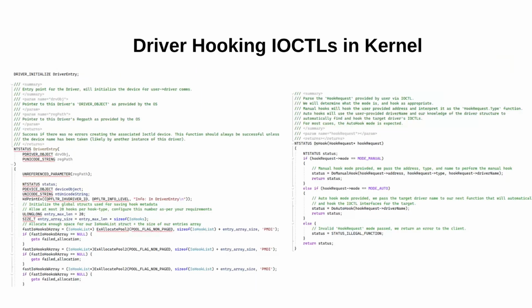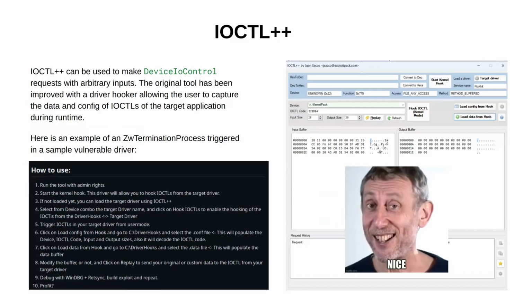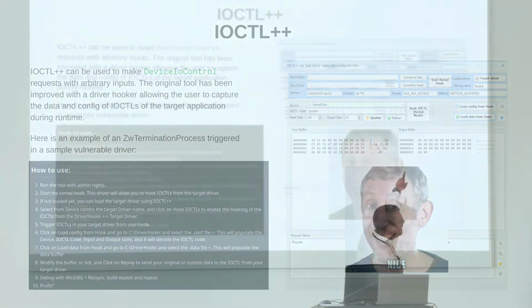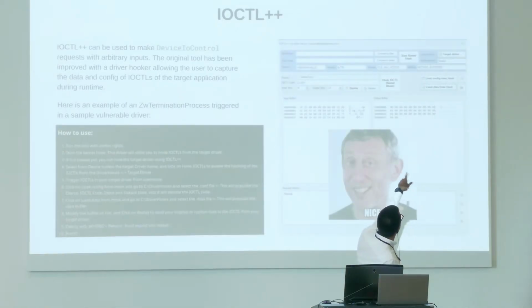I'm not going to cover the code because otherwise I have no time, but this is the tool. So it has been expanded. It's based on IOCTL Plus, and you see it can be used to make device I/O control requests with arbitrary inputs. The original tool has been improved with a driver hooker, allowing the user to capture the data. And now you can load the config from the hook that you got, load data from the hook as well. And first you have to start the kernel hook on the top right.